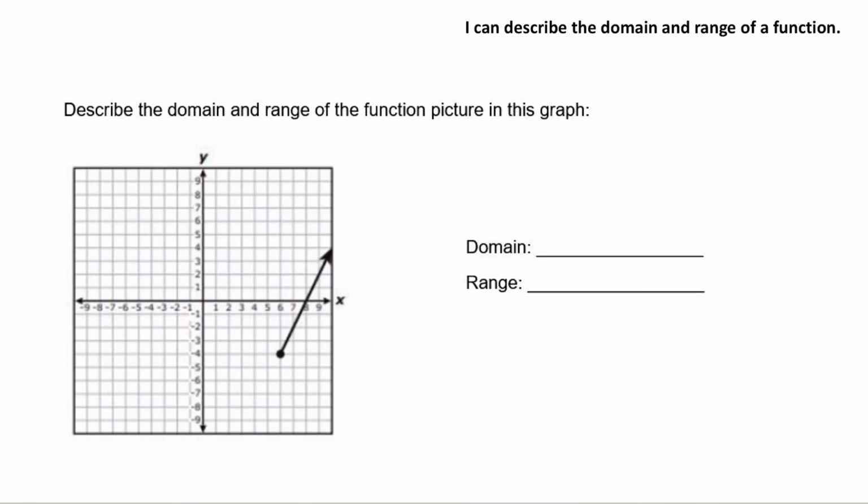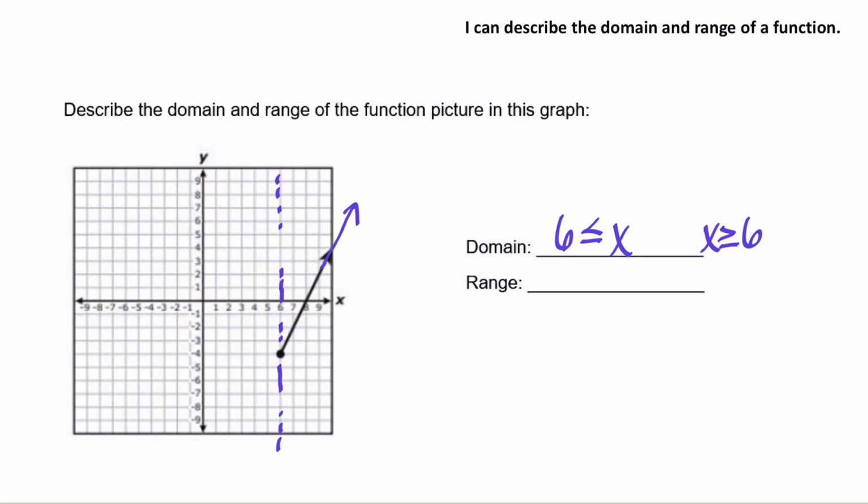So let's describe the domain and range of the function pictured in this graph. If we look at this function, the leftmost point is here at 6, and there is no rightmost point, right? Because this graph just keeps going forever to the right. So I'm just going to write that one endpoint. So I have 6. It is included, so 6 less than or equal to x, which I can also write as x is greater than or equal to 6.